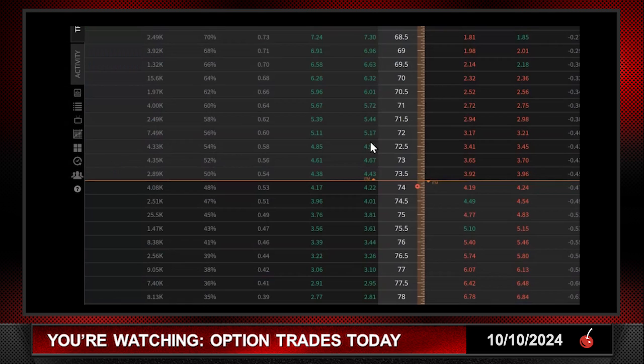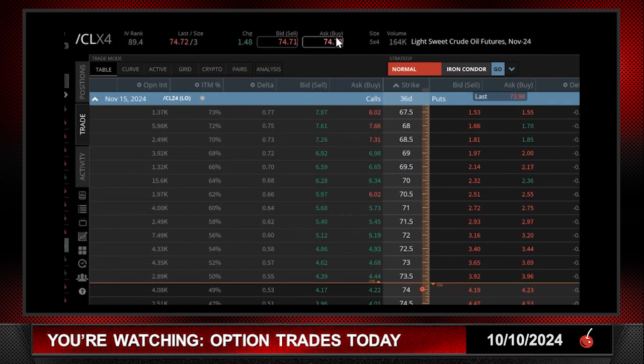Let's get back to that. So the at the money is 74. That's why this line is right here at 74 and not up at 74.5 or closer to 75, as it would be if it was showing you that the future was trading 74.72. It's showing you that the future is trading closer to 74. That's what that line is here in the middle. That's the at the money strike.